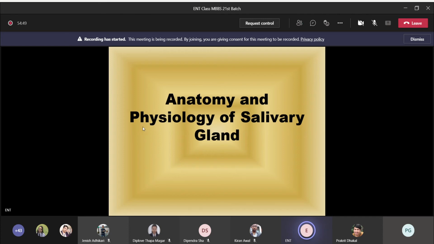Anatomy and physiology of the salivary gland. The topic is the anatomy and physiology of the salivary gland. It is like a revision class. We have studied the anatomy, so we revise the anatomy and physiology of the salivary gland system.